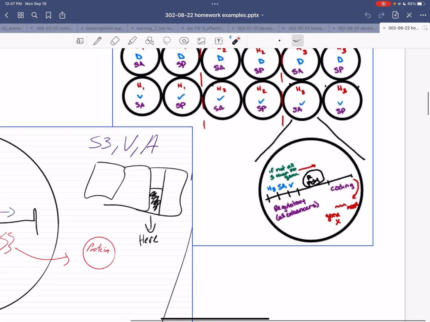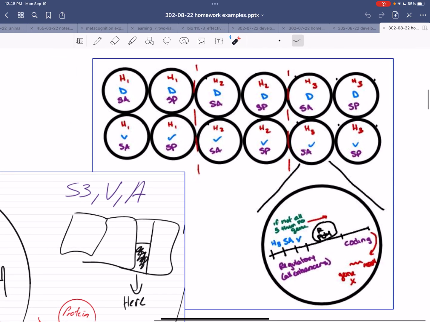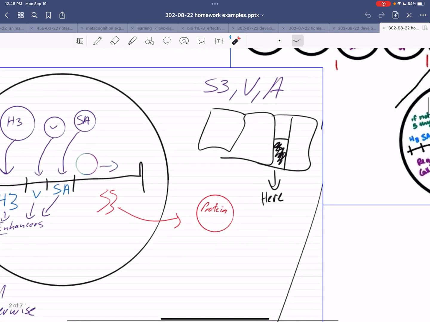Here were a couple others that showed it. Here's our hypotheticals. Notice this person just did H1, H2, and so on. And they used this cell, so H3, segment anterior and ventral. They're only going to be expressed in those cells. And so we're going to get gene X, and they said they're all enhancers. And they say, if not all 3, then no gene expression. So again, correct.